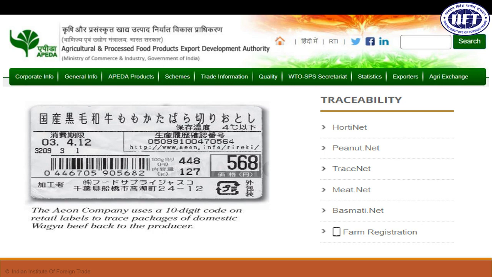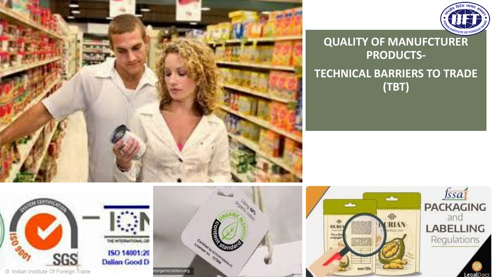If you are a trader, it's better to purchase the products from the farmers or processors or middlemen who are registered in the traceability network. Therefore, you can ensure there is no export detention on the traceability front. After SPS, we come to the technical barriers to trade.